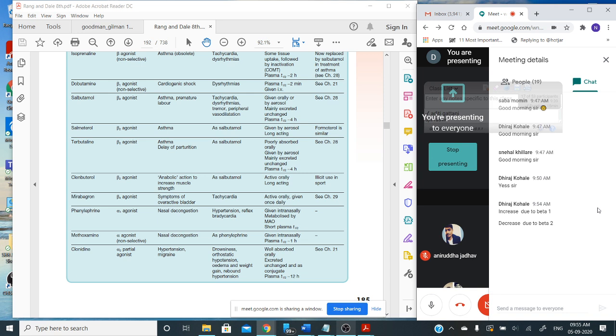Very good. So does it increase because of beta 1 only, or is there any other reason? Adrenaline has affinity with which receptors? Yes, alpha 1. If it is acting on alpha 1, then what will be the action?